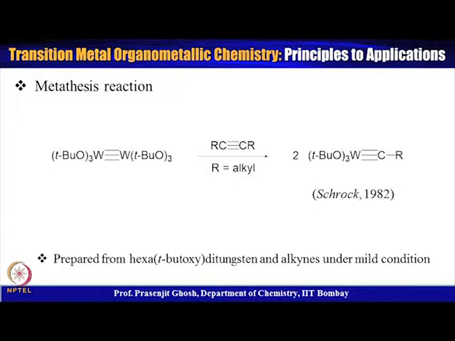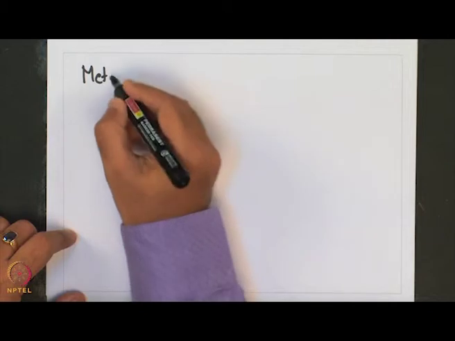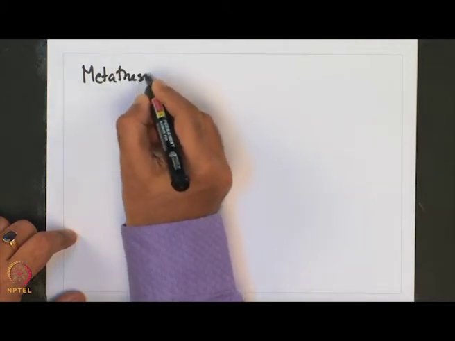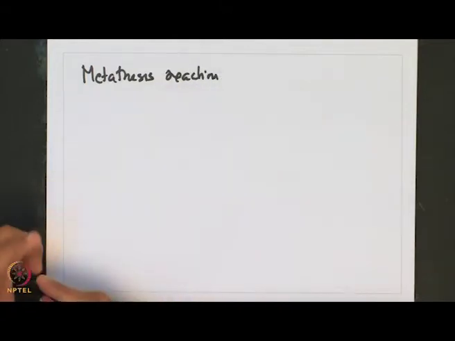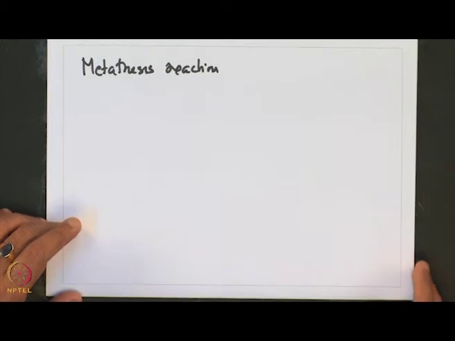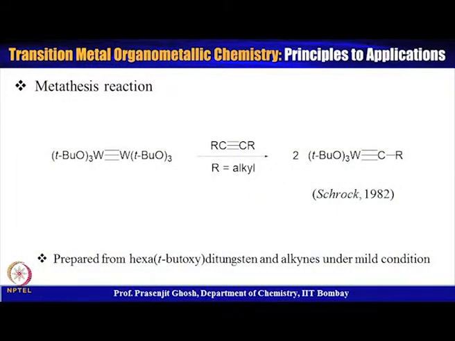Now, this metathesis reaction is starkly different from the other three strategies that we have discussed, by the fact that it does not start from a transition metal carbene moiety to construct the transition metal carbyne moiety. So, the starting precursor for this metathesis reaction is completely different, and it starts with a metal-metal triple bond and converts it to metal-carbon triple bonds in the transition metal carbyne moiety.